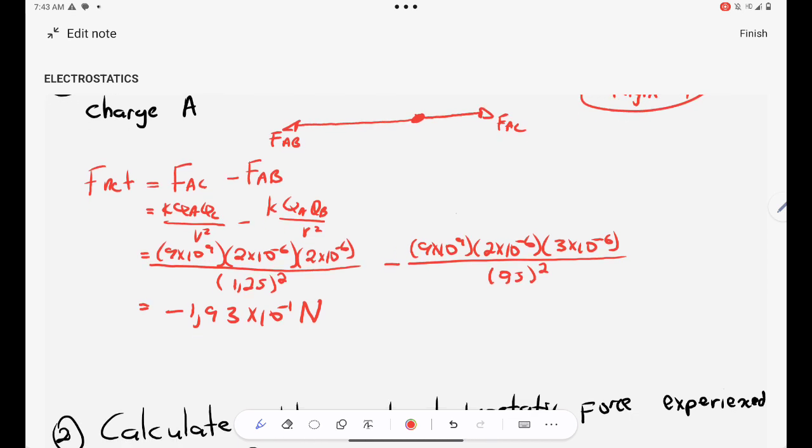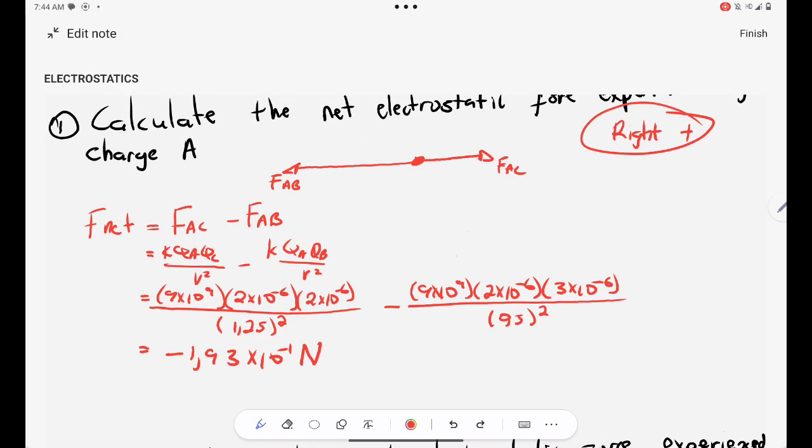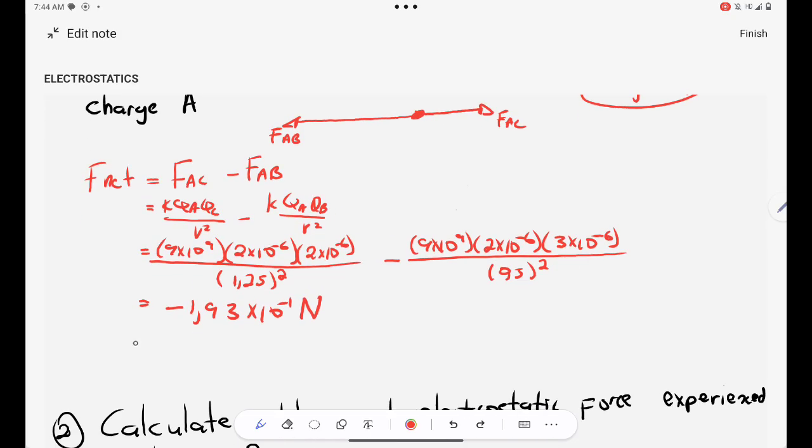Since this is negative, it simply means that my F net is towards the left, or the western direction. So the final answer should say F net is equal to 1.93 times 10 to the power negative 1 newtons to the left. That's how you calculate F net.